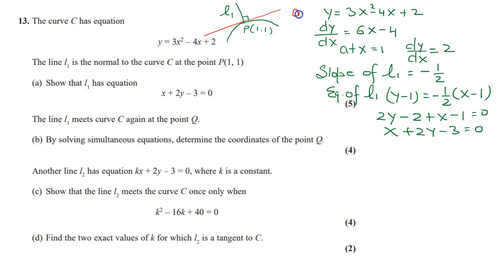This is part A. So show this. So we have already shown this one, x plus 2y minus 3 equals 0. Now part B.